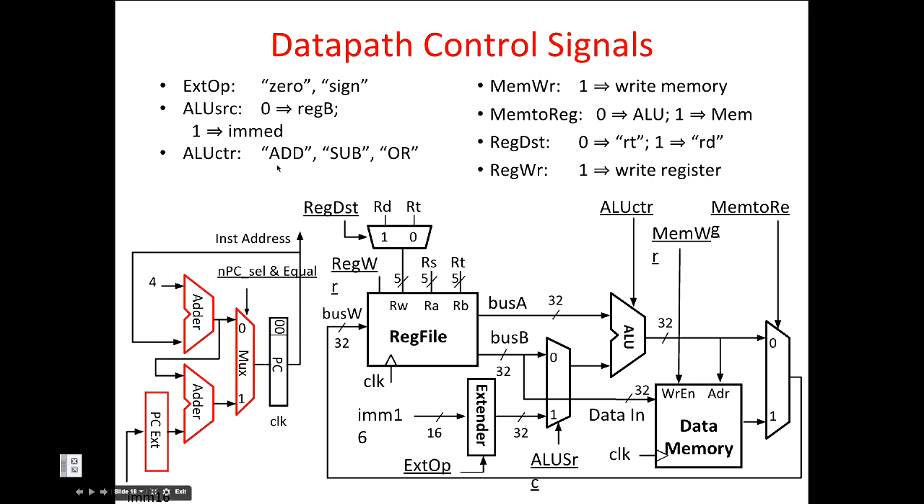And we can call the value on that signal add or sub or. These will, at the end of the day, be encoded in some sort of binary encoding. But we can just give them names for now, and we can just say, well, when we're doing the add instruction, ALU control will be add.